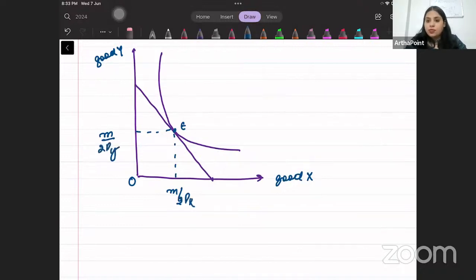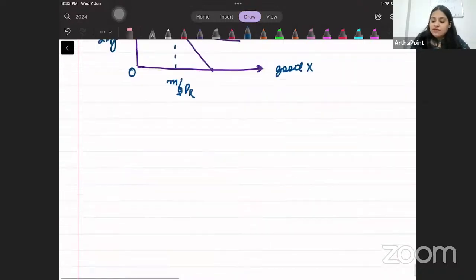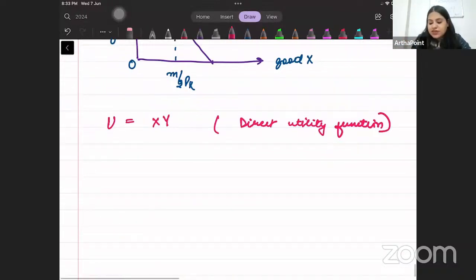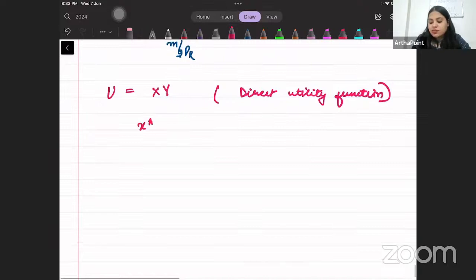Okay, so now, see, when we write U is equal to XY, this is called direct utility function. Why direct? Because we are just writing utility in terms of X and Y. Then we find out X star, Y star. Like here I got Y star is M by 2 PY. This is my Marshallian demand.